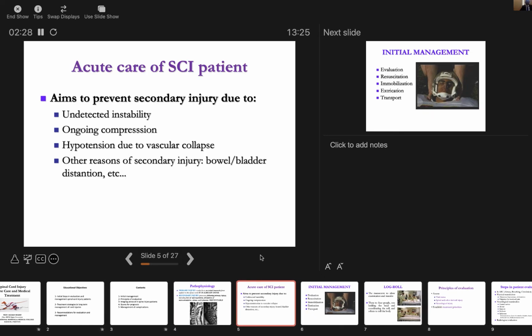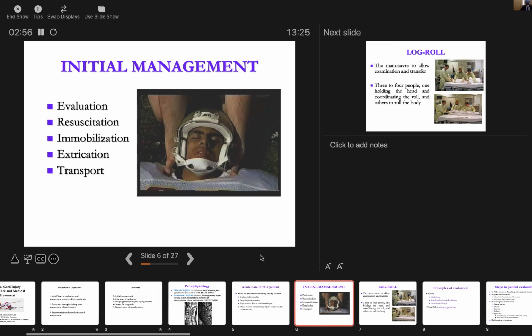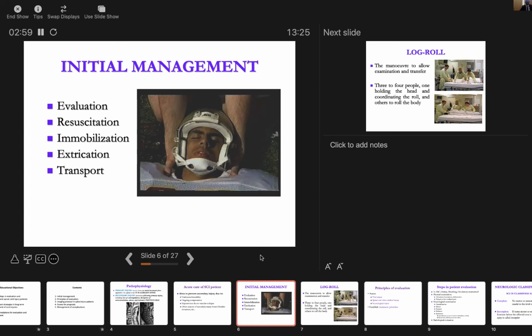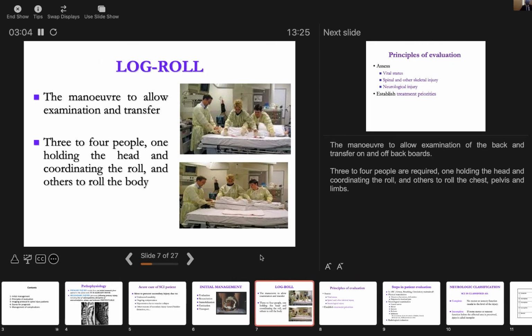So acute care of spinal cord injury patients aims to prevent secondary injury due to undetected instability. More instability can be done if you cannot detect it. And ongoing compression, hypotension due to vascular collapse, and other reasons of secondary injury like bowel and bladder distension, etc. They all cause more harm than the initial one. Initial management includes some steps, starting with evaluation and if necessary resuscitation.